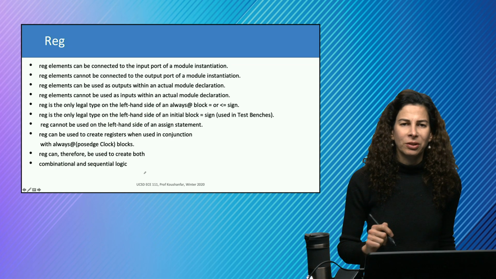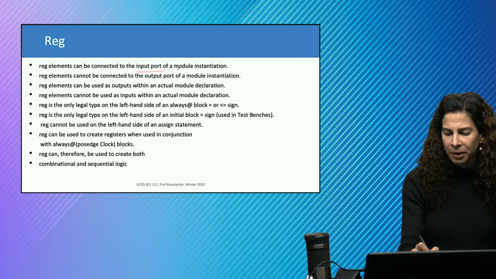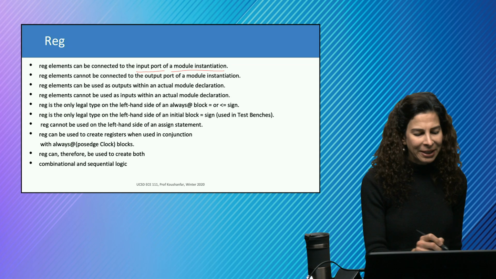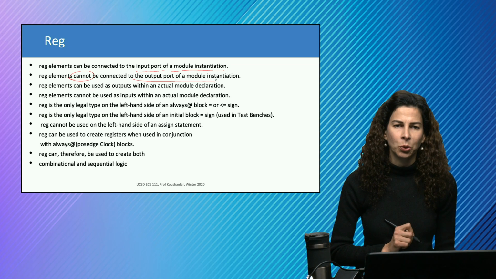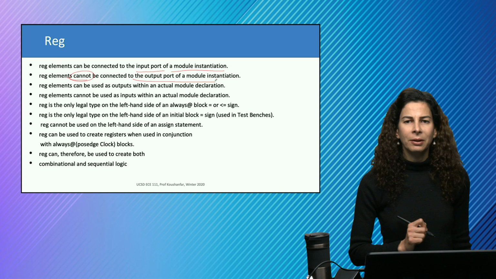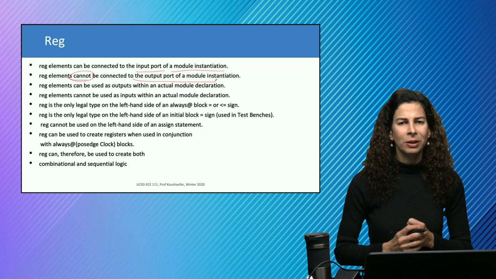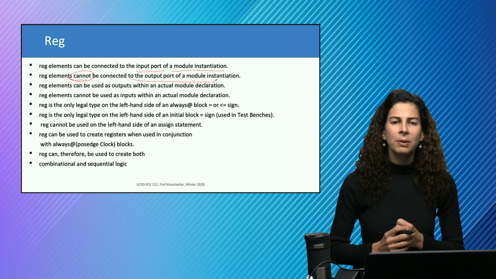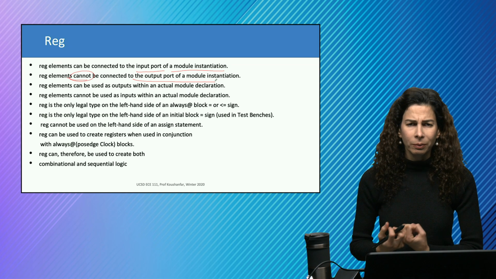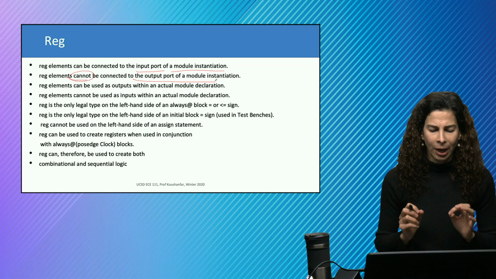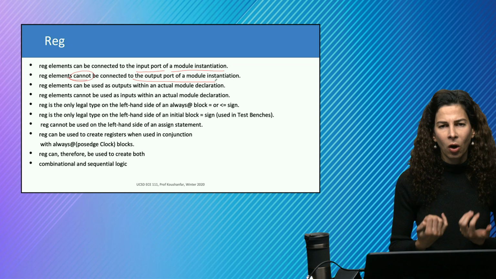More on registers. Registers can be connected to the input port of a module, but they cannot be connected to the output port of a module. Now, when you're actually making a module declaration, you could use them as output, but they cannot be used as input when you're declaring an actual module. This is the only legal type on the left-hand side of an initial and always block.